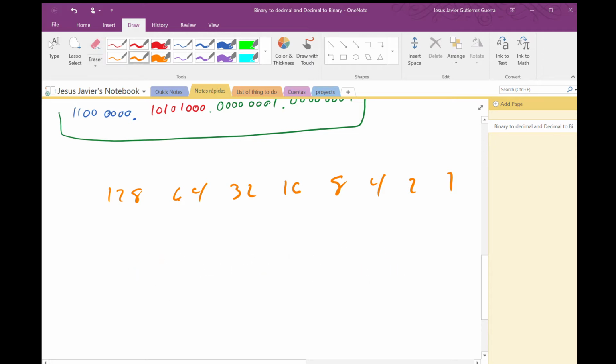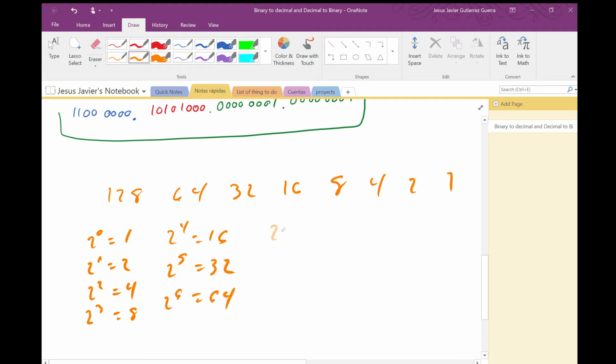Sorry, wrong. So we need to know the power of 2. It will be 2 to 0 is 1, 2 to 1 is 2, 2 to 2 is 4, 2 to the 3 is 8, 2 to the 4 is 16, 2 to the 5 is 32. 2 to the 6 is 64. 2 to the 7 is 128.